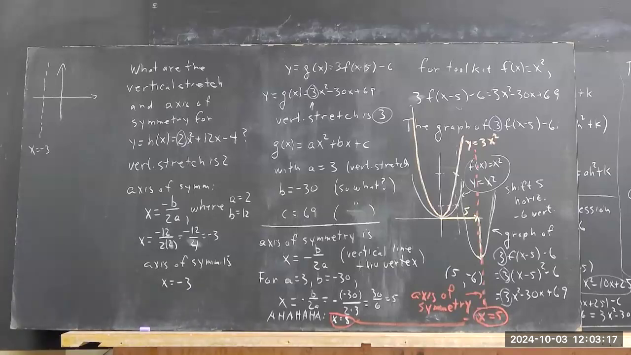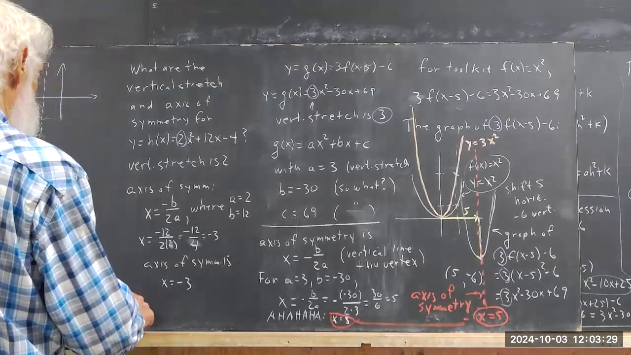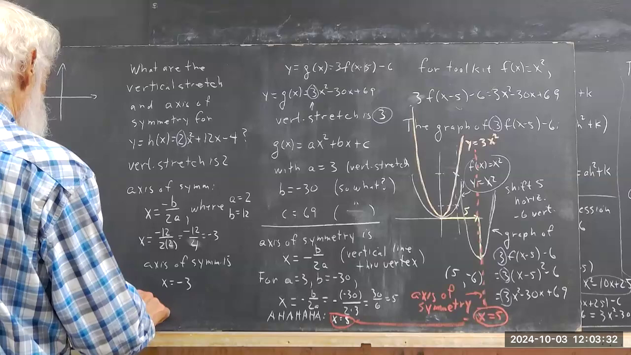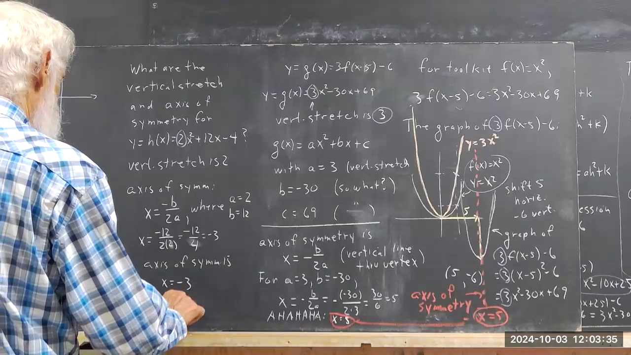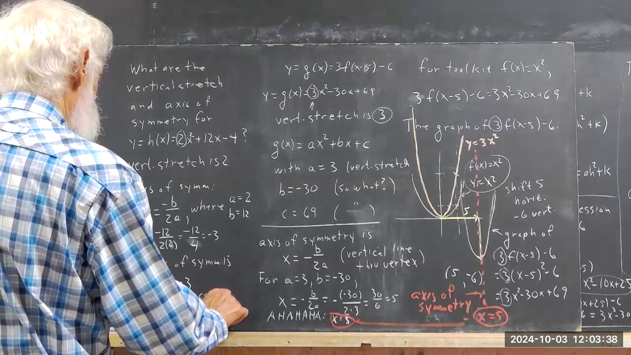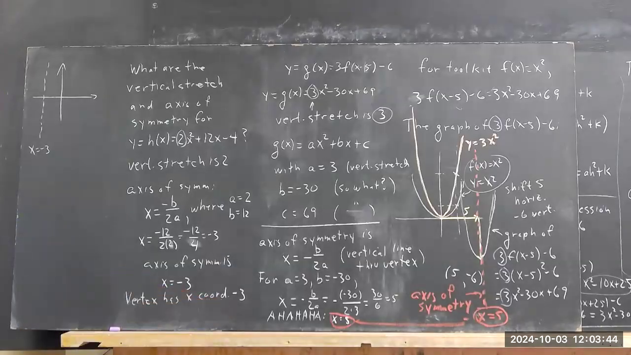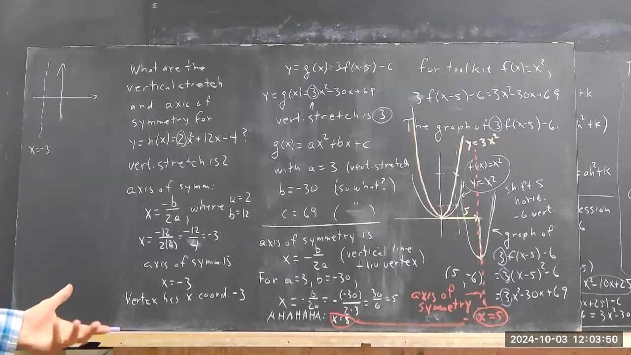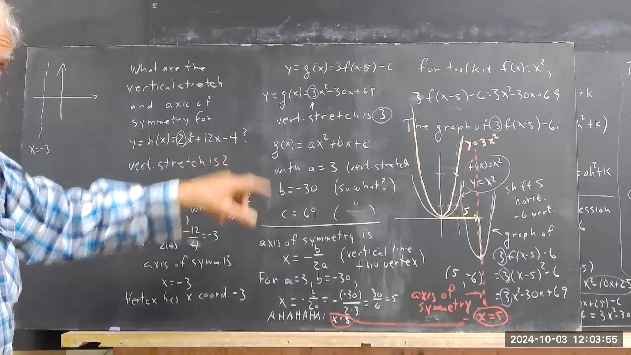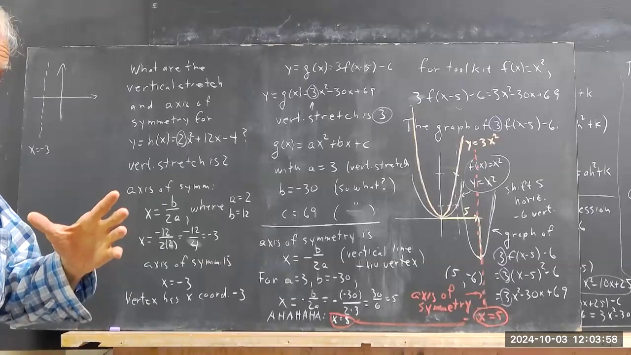So the next thing we want to do is figure out where the vertex is. Well, the vertex has the x coordinate -3 because the vertex is on the line x equals -3, right? So it's -3 something. How do you find the something? You plug -3 in for x and see what you get. Does that make sense?